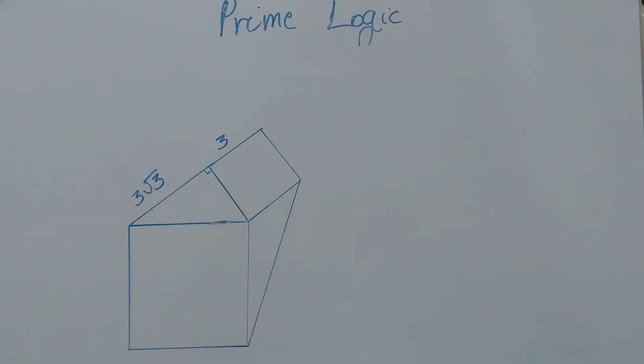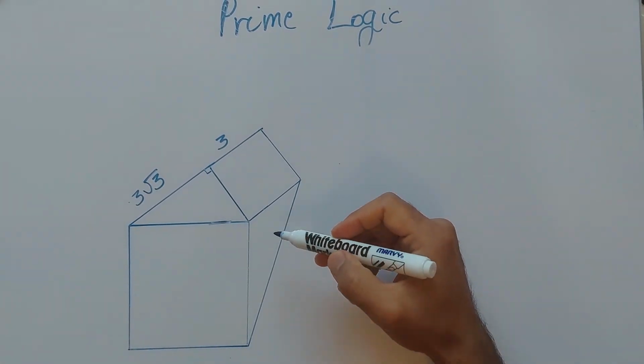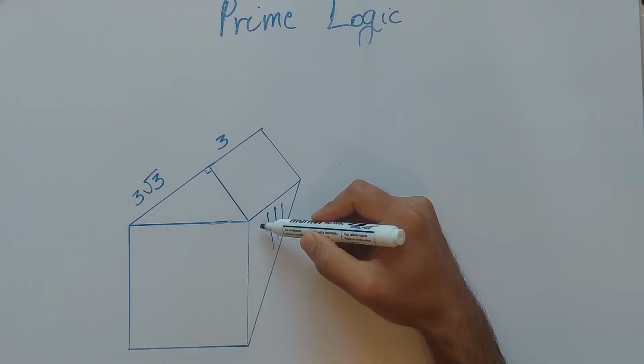This is such a nice looking problem. If you want to solve this problem, please pause the video because I'm going to solve it right now. So you're watching another episode on Prime Logic. This is the problem setup. What is the area of this triangle?